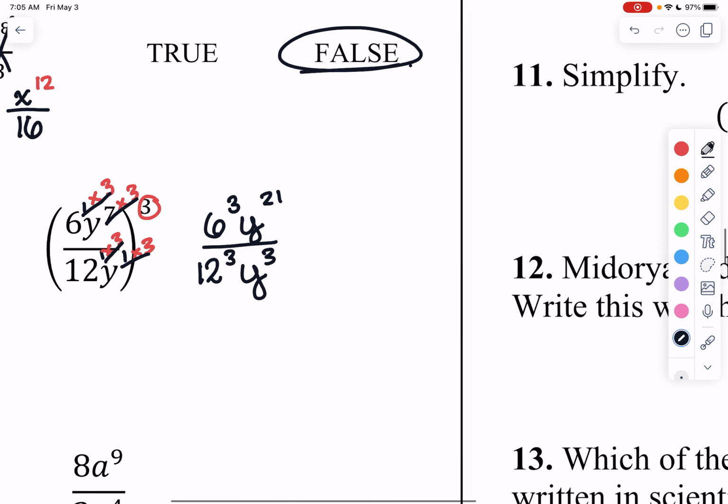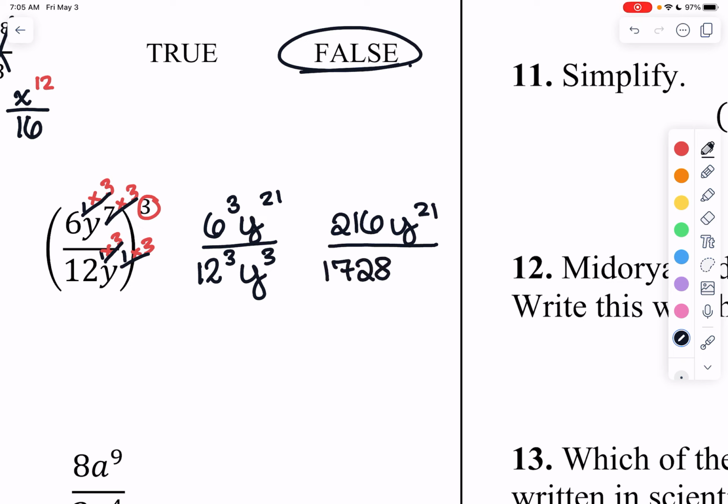The two things we can do to simplify here are first put these guys in our calculators. So 6 times 6 times 6 is going to be, Alexa, what's 6 times 6 times 6? 6 times 6 times 6 is 216. Thank you. To bring over my y to the power of 21 over, Alexa, what is 12 times 12 times 12? 12 times 12 times 12 is 1,728. 1,728. And bring over my y to the power of 3.